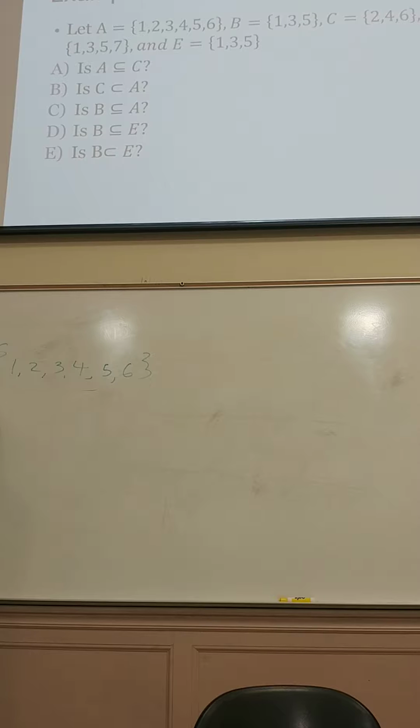B is 1, 3, 5. I'm just going to go ahead and write these down. C is 2, 4, 6. And that way I can kind of point to these sets. I don't know how well that green will show up, so I'll write it in black.